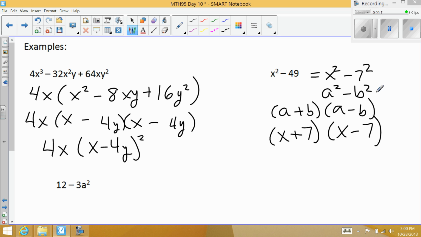So here I'm using the formula a little more directly. Here I basically did a guess and check. Both methods work.